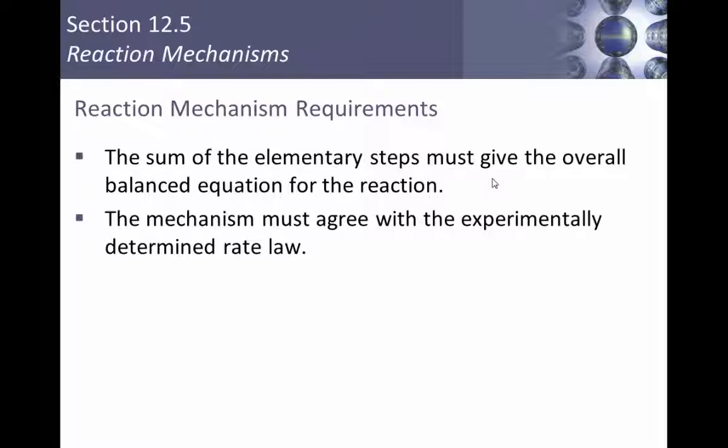In order for a reaction mechanism to be plausible, meaning it's possible that that is the mechanism for that reaction, the elementary steps must add together to give the overall balanced equation, and the slow step must agree with the rate law that's been given, or the experimentally determined rate law. These are the requirements for a reaction mechanism to be plausible.